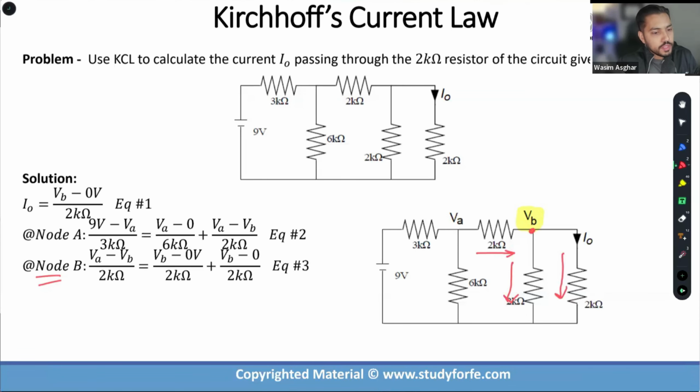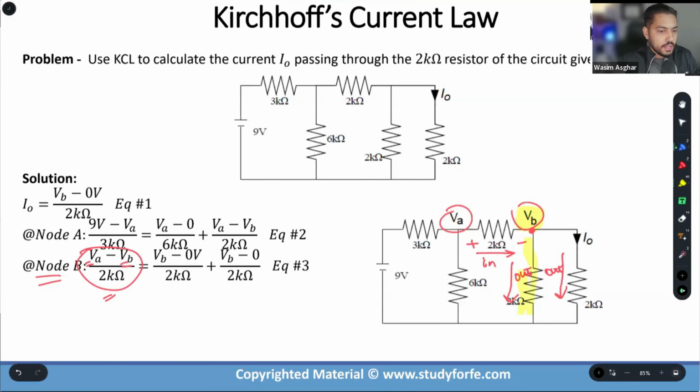From the standpoint of VB, the current that is flowing from VA to VB through the 2K is actually entering, such that this is the positive, this is the negative. So VA is the higher one, VB is the lower one, the delta in the numerator divided by 2K. So this is in. And there are two currents that are out. The current through the 2K branch, this one, is VB minus 0 divided by 2K. The current through this one is also VB minus 0 divided by 2K.